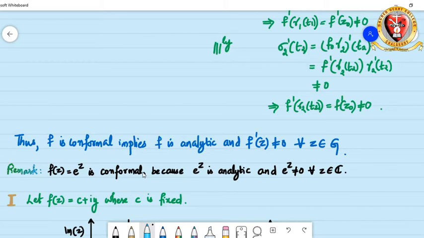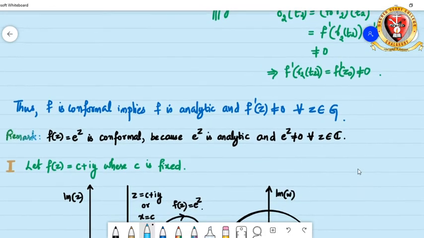Definitely it is conformal because we know that e raised to z is analytic. It is actually an entire function, because it is analytic in the entire complex plane. And also the exponential function never takes the value 0. So e raised to z is not equal to 0 for every z belongs to C. So definitely e raised to z is conformal. It is a very trivial thing.